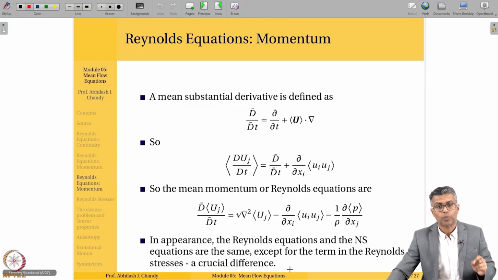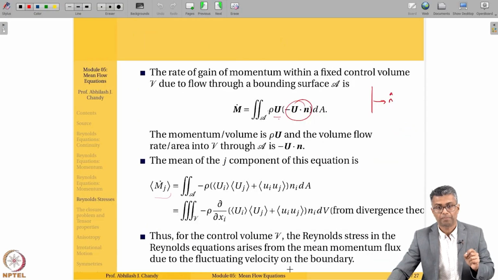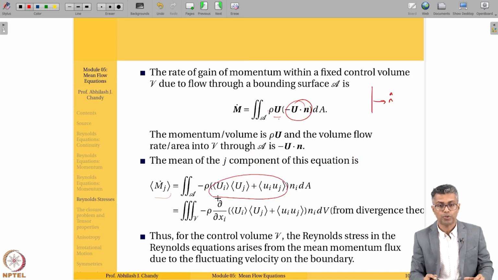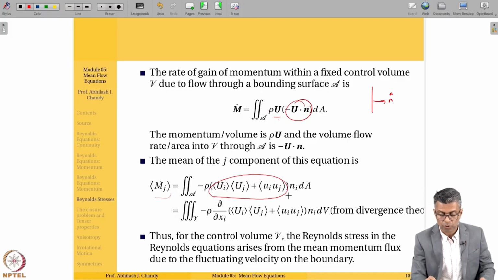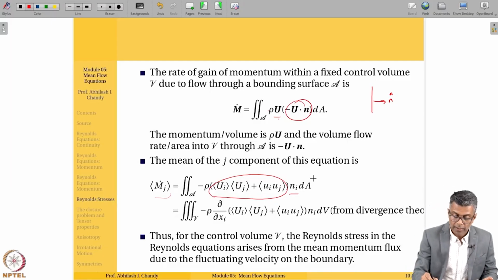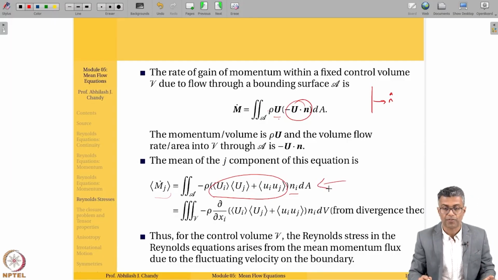And that is what we are writing out here. In the last class, I probably did not complete it by showing it, but this is what we have: ui, uj mean, ui mean uj mean, plus ui, uj mean in terms of the fluctuating. This is an index notation, so there would be an ni here to indicate the unit normal. Fine. So then this is your rate of gain of momentum.